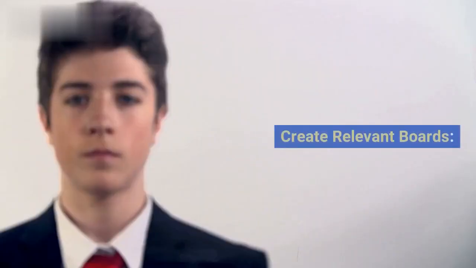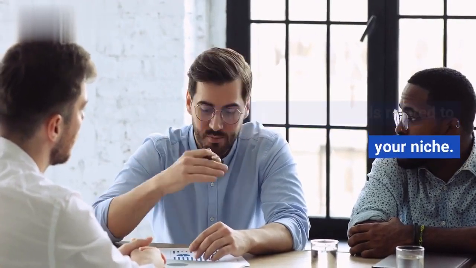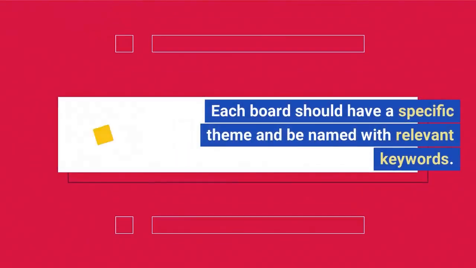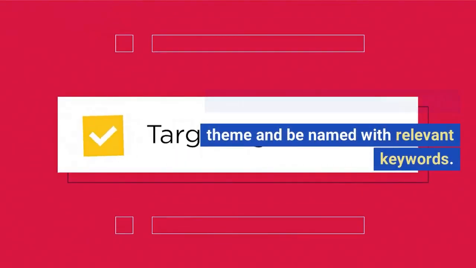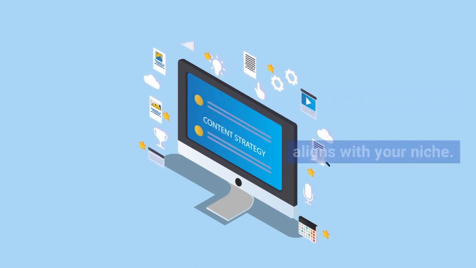4. Create relevant boards. Create multiple boards related to your niche. Each board should have a specific theme and be named with relevant keywords. Pin a mix of your own content and curated content from others that aligns with your niche.